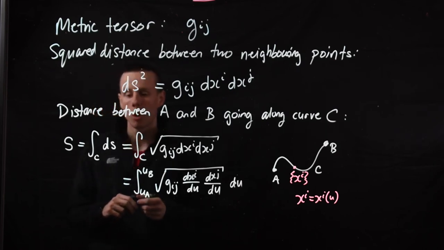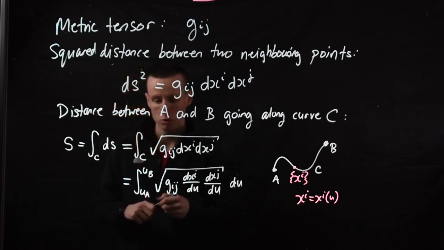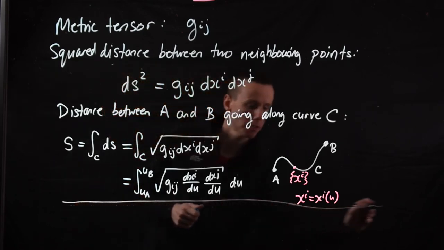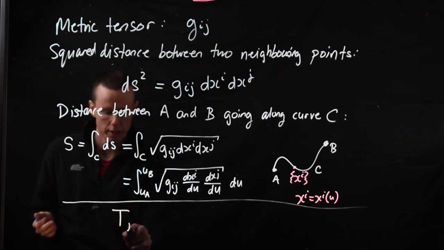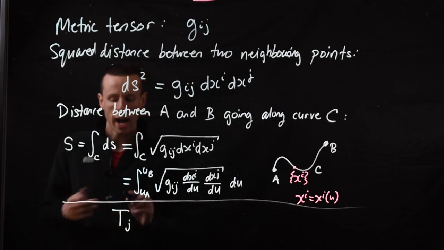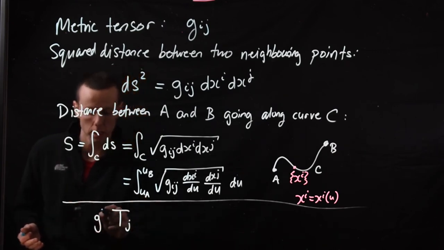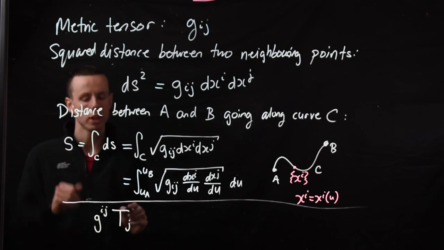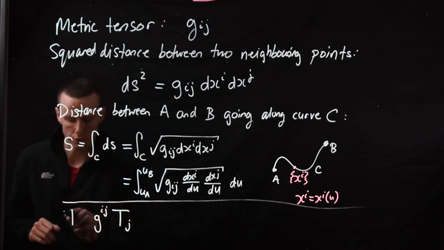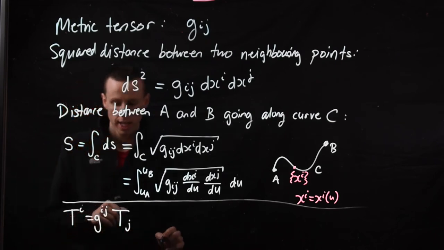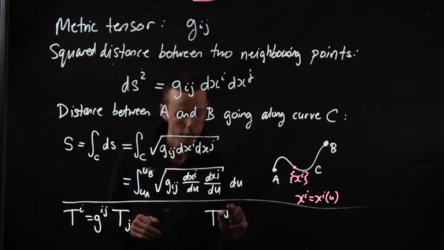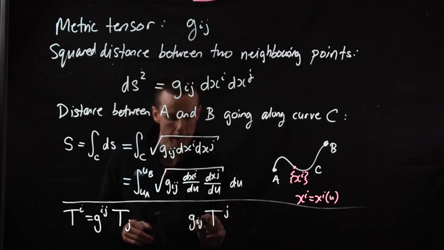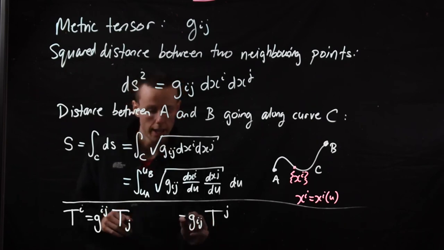The very last thing to note about the metric tensor is that it can be used to raise and lower indices. So for example, if I have a covariant vector, tj, and I multiply it by gij with superscripts, this gives me the contravariant vector, ti. And similarly, if I start with a contravariant vector, tj, and I multiply by gij with subscripts, this gives me ti, the covariant vector.